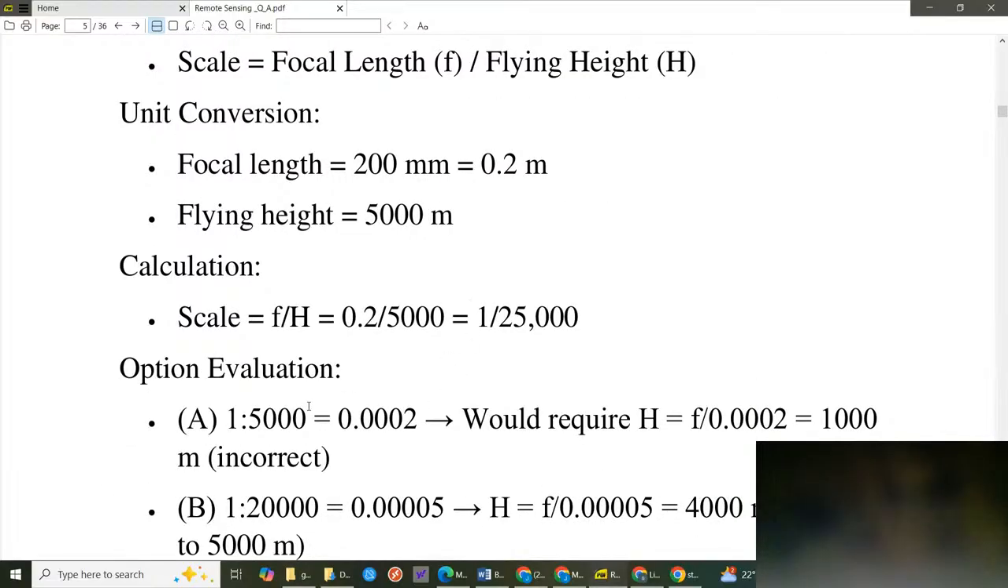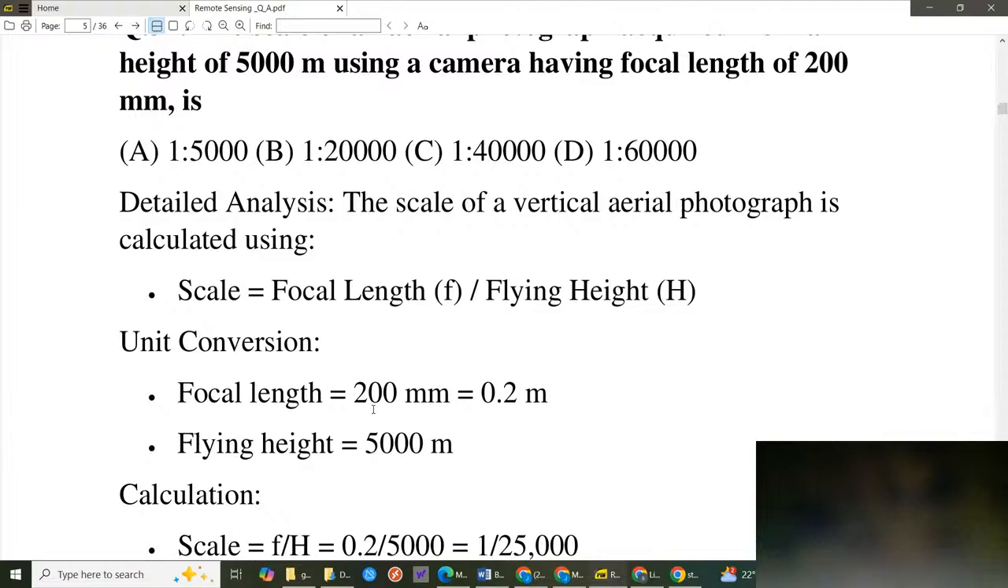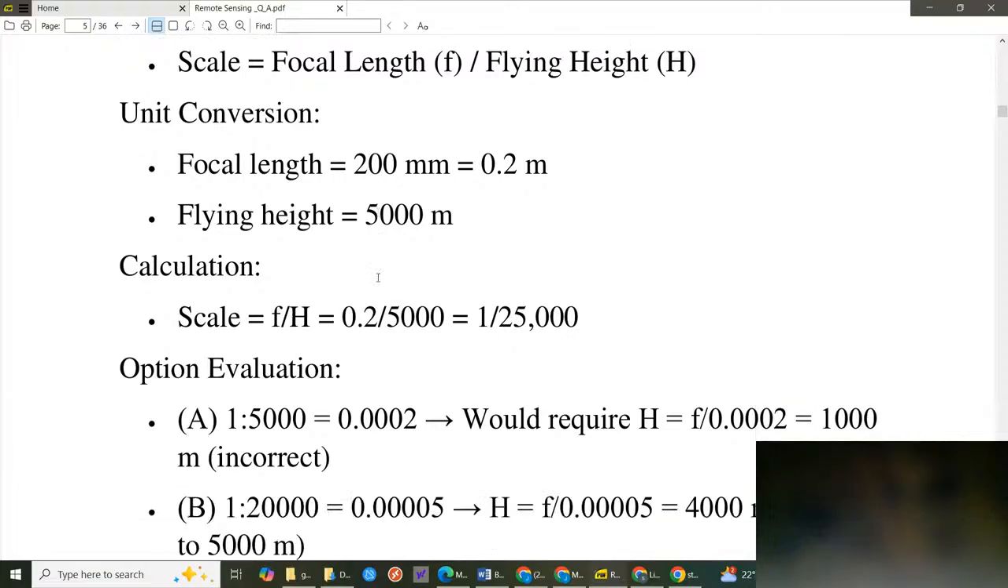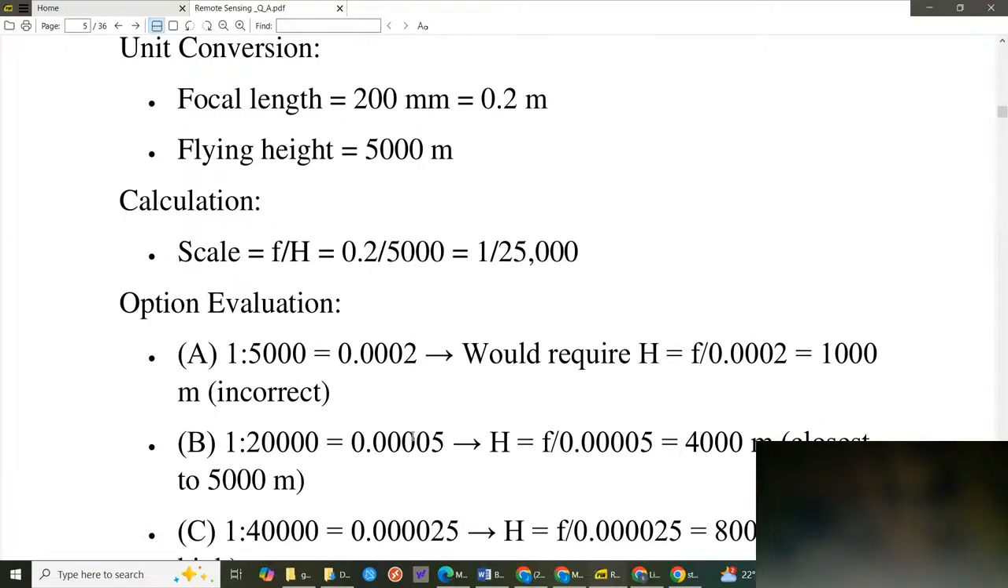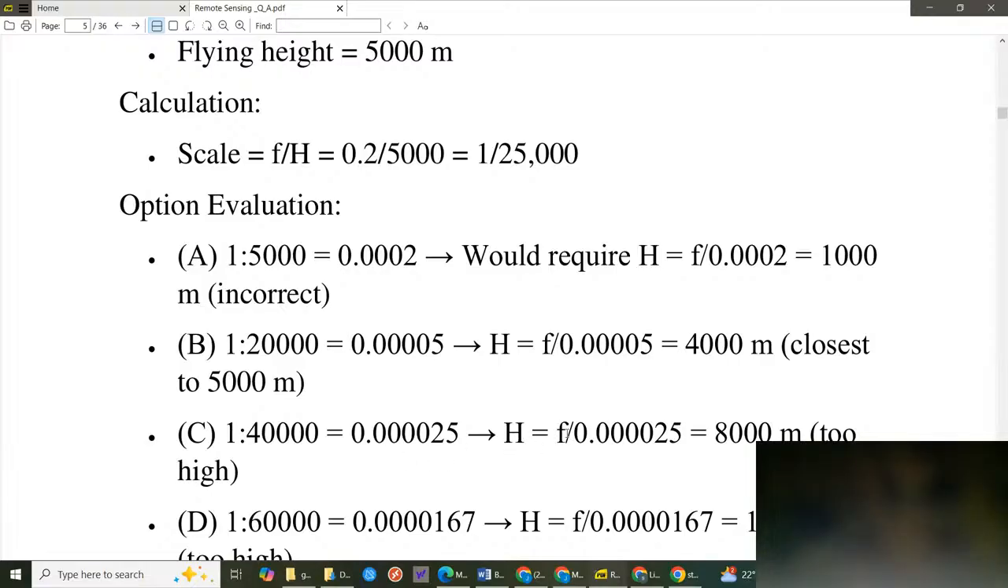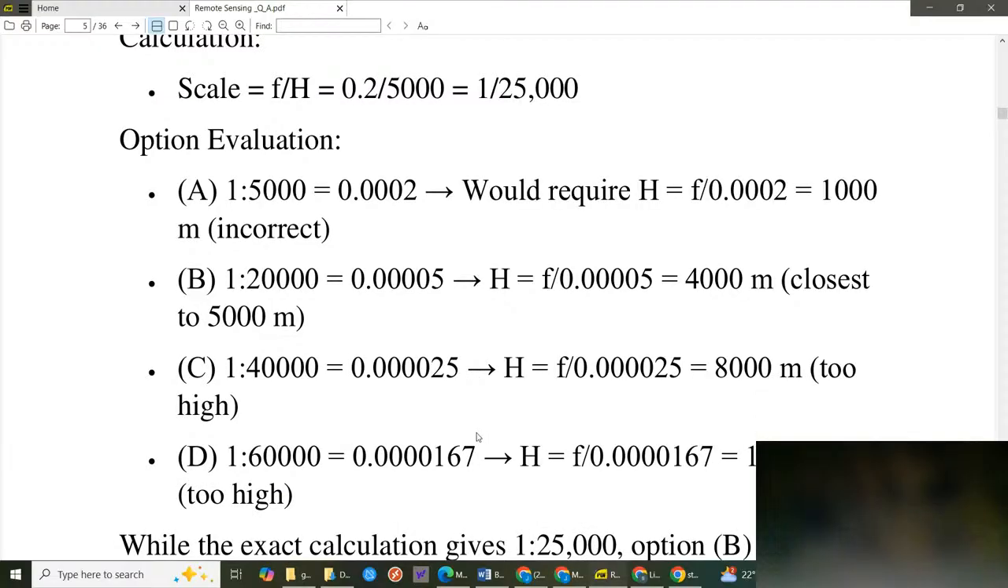So, option evaluation. The options are 1 is to 55,000, 1 is to 20,000, and so on. Option 1 is to 5,000 would require a different height, so it is incorrect. For B, 0.05, H is equal to f. 1 is to 4,000 is closest, and 1 is to 4,000 is a 0.3. So H is f by 0.05, 8,000 meter height, and 1 is to 60,000, H is equal to 12,000 meter.